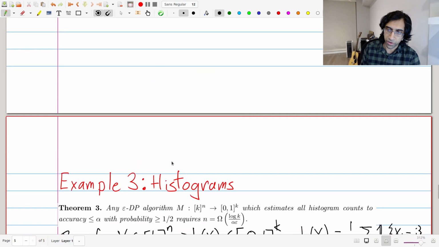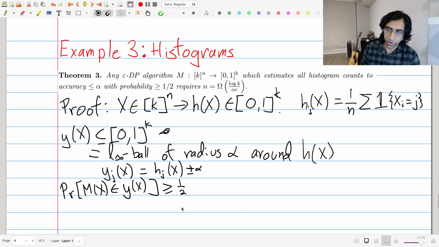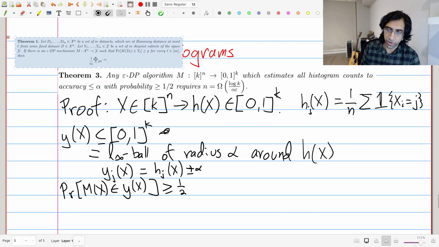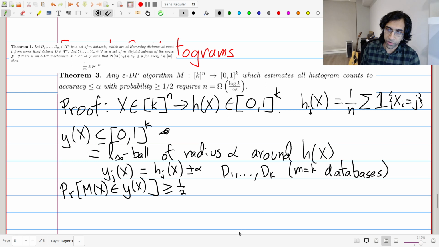So let's see how to specify these data sets. Let me once again borrow this theorem, because it could be useful for your reference. I'll stick this up here. We know what histograms are. So what we're going to do is try to construct a set of databases in the following way. We're going to define D1 through Dk, so there are m equals k databases, and we're going to construct them in the following way.